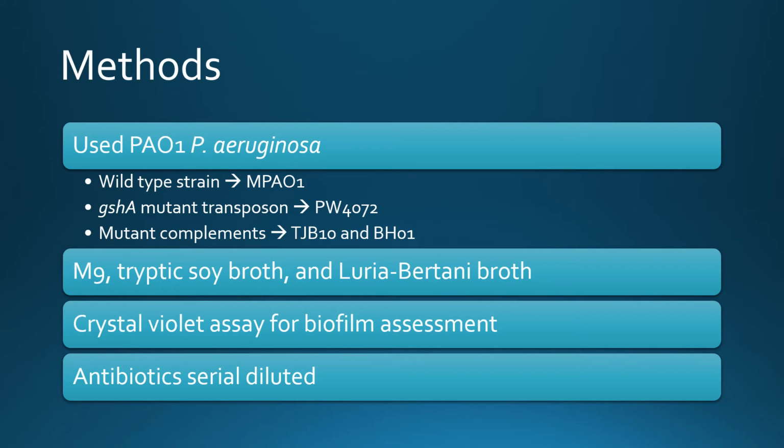density of those biofilms. For the antibiotic sensitivity, they did this through serial diluting the antibiotics in the M9 media, and they measured the minimum inhibitory concentration, abbreviated MIC, and that was determined at the lowest concentration of antibiotics where there were no cells that grew after incubation. Motility was assessed by using specific swarming and swimming media plates.